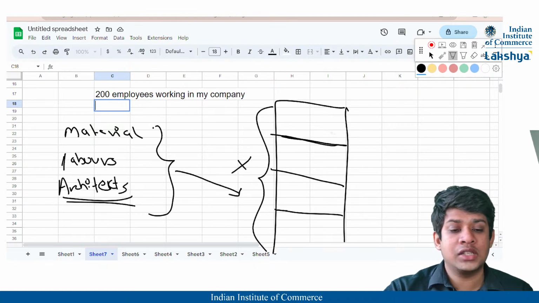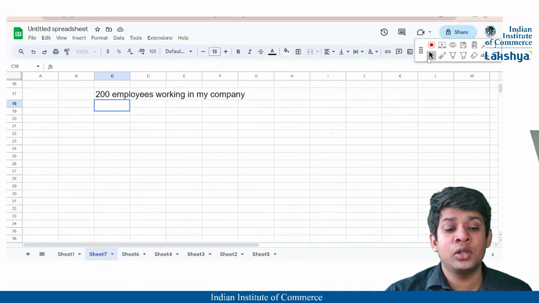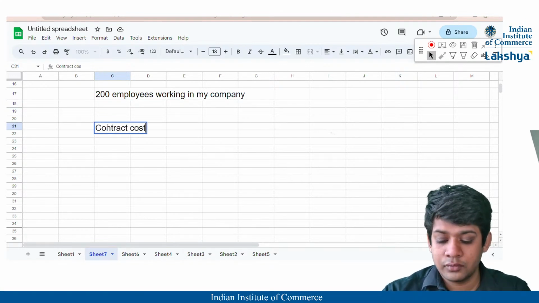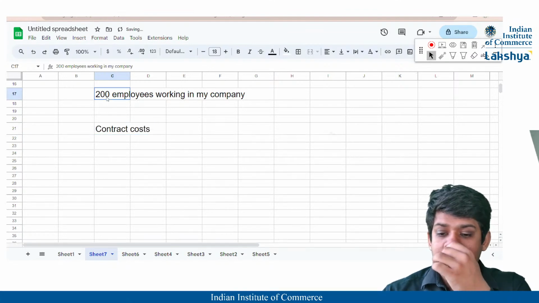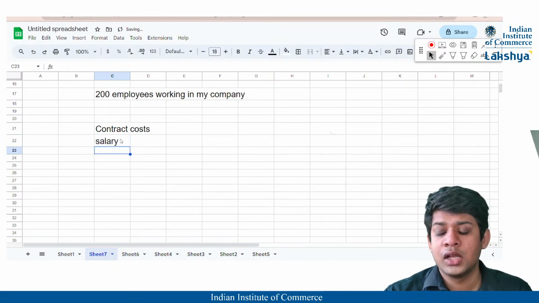If I would have not constructed the building, these costs would have not incurred, right? If I would have not constructed the building, these additional costs would have not incurred. So these costs are directly related to the construction of the building, and thus they will be considered as my contract costs, right?